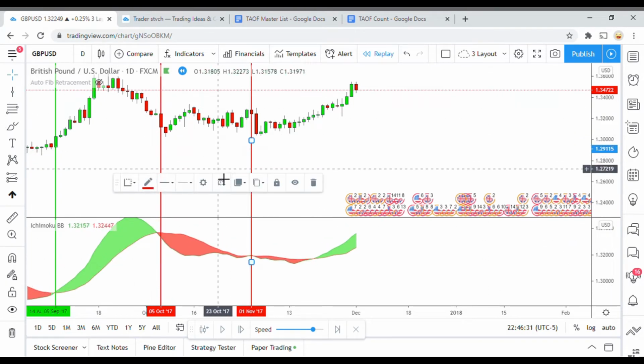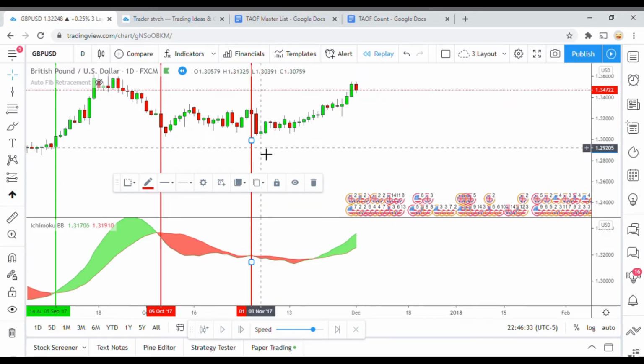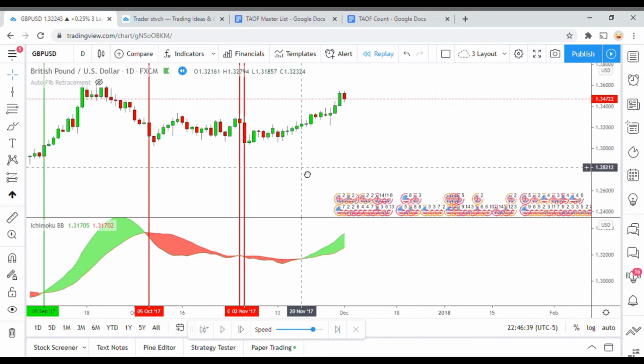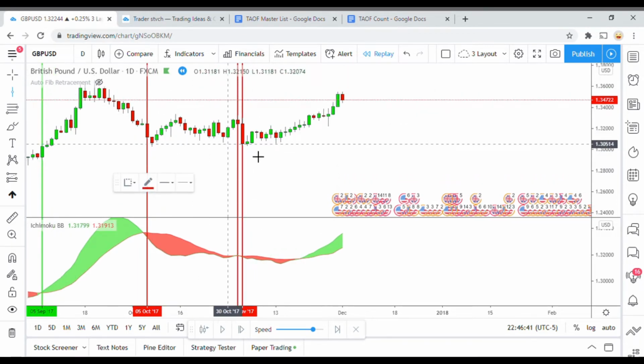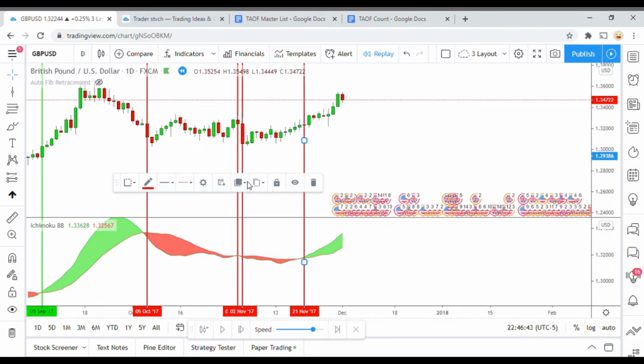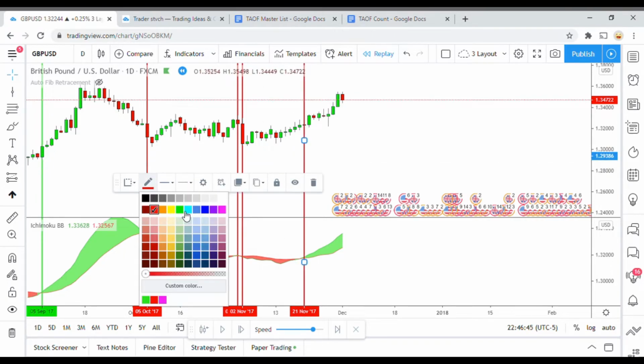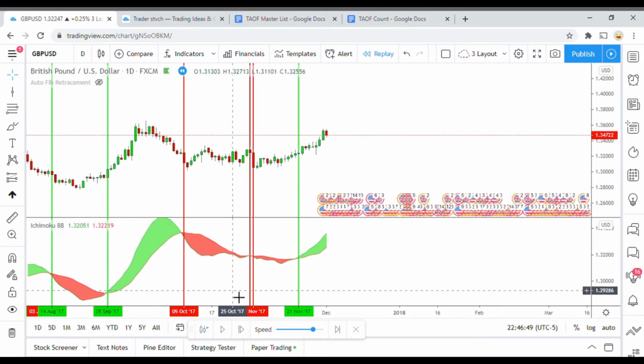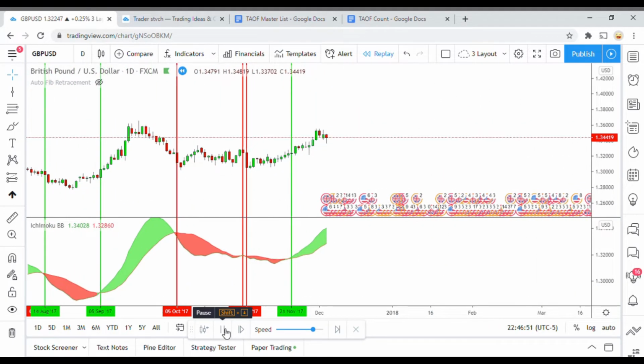Zoom in on this, yeah. It did, right about there. Then almost immediately went short, which didn't work out for us. And then over here, picked up a long, and that one did all right.